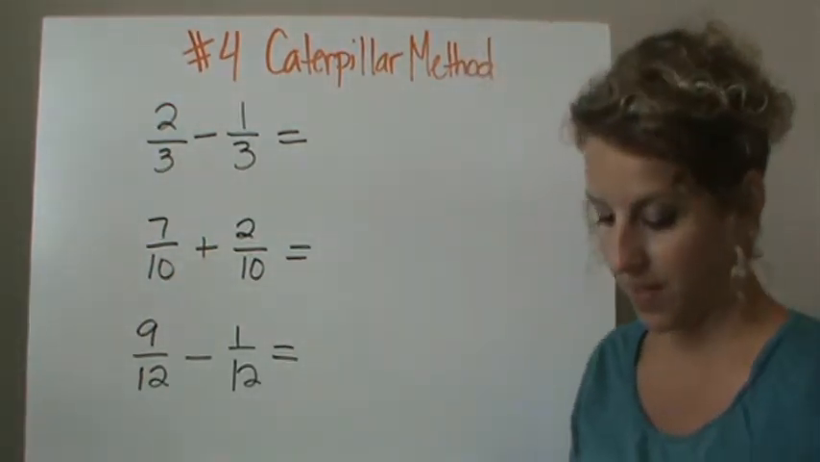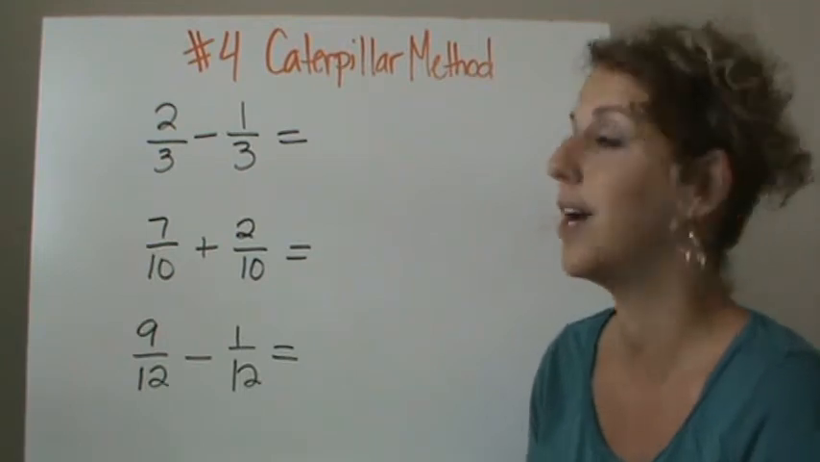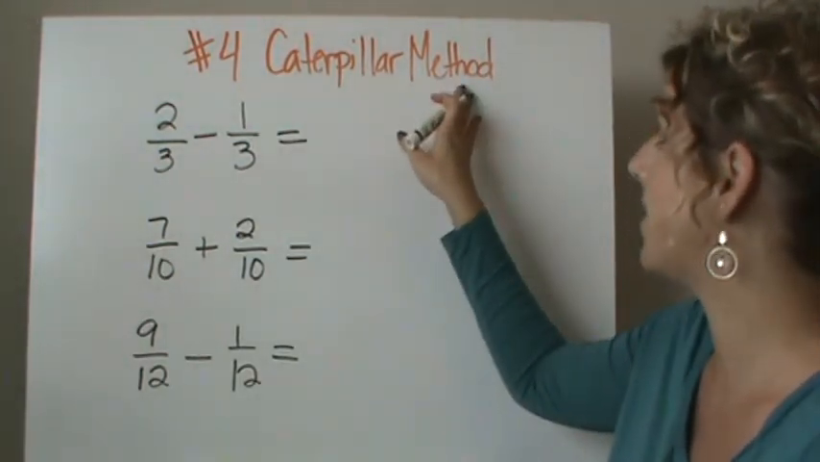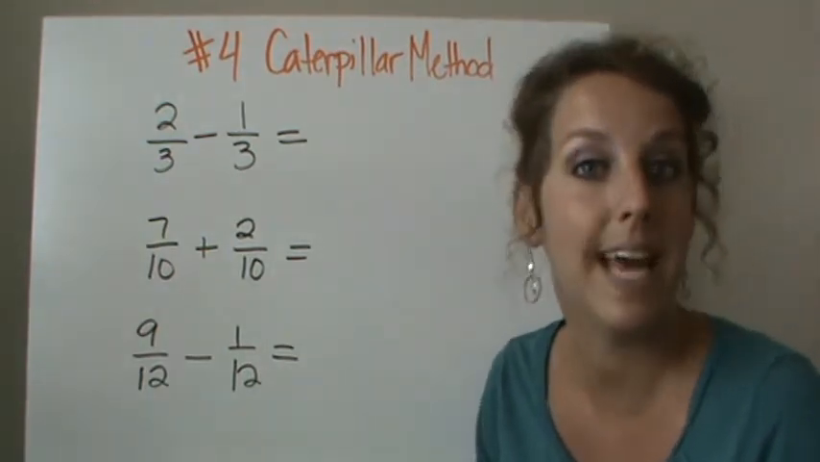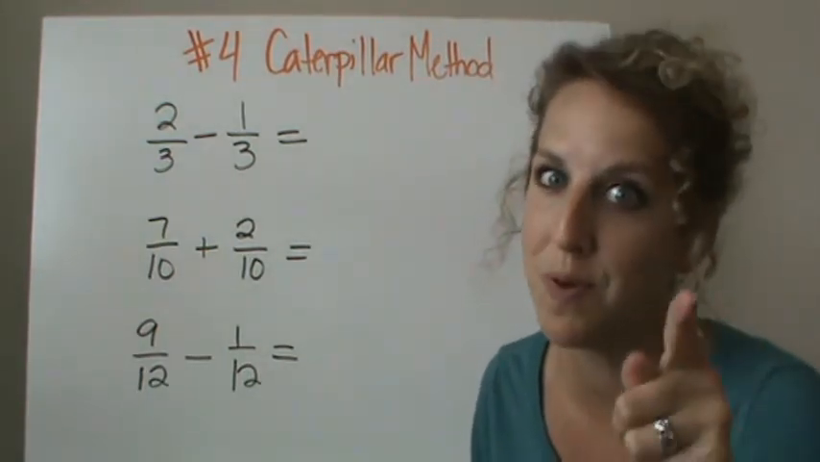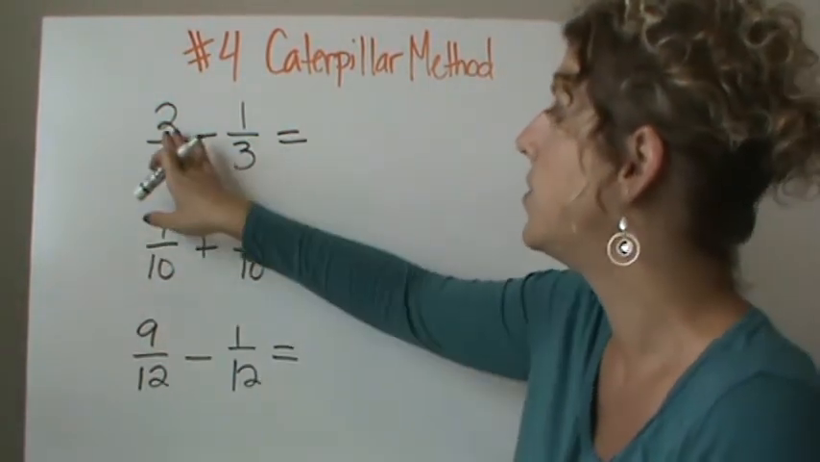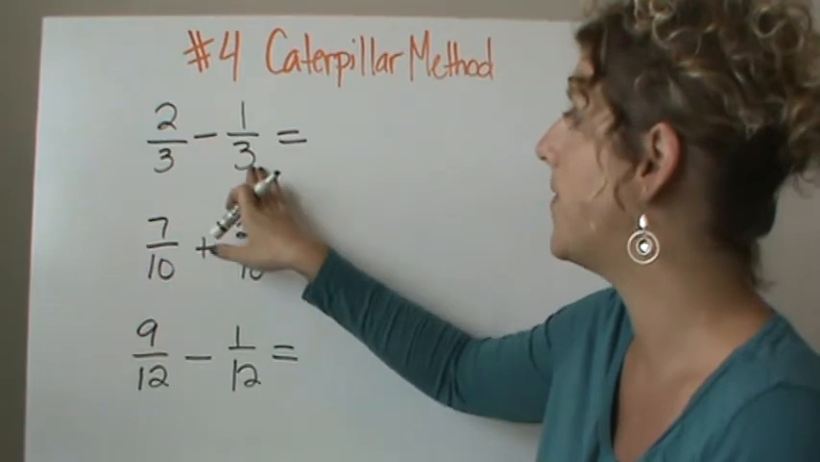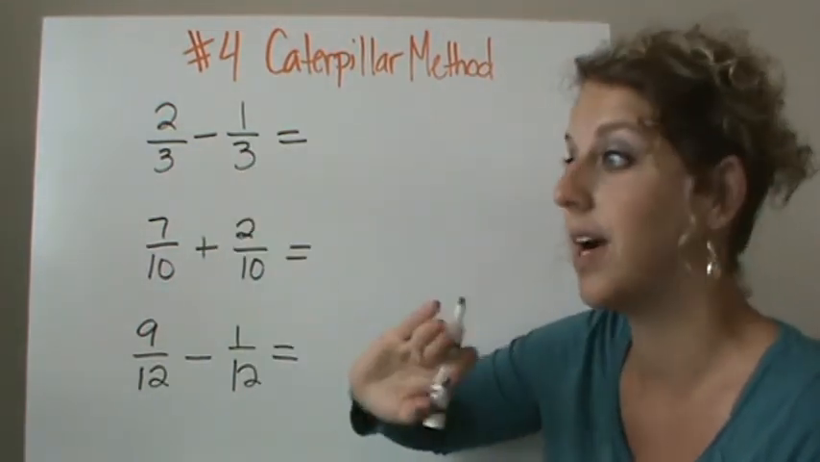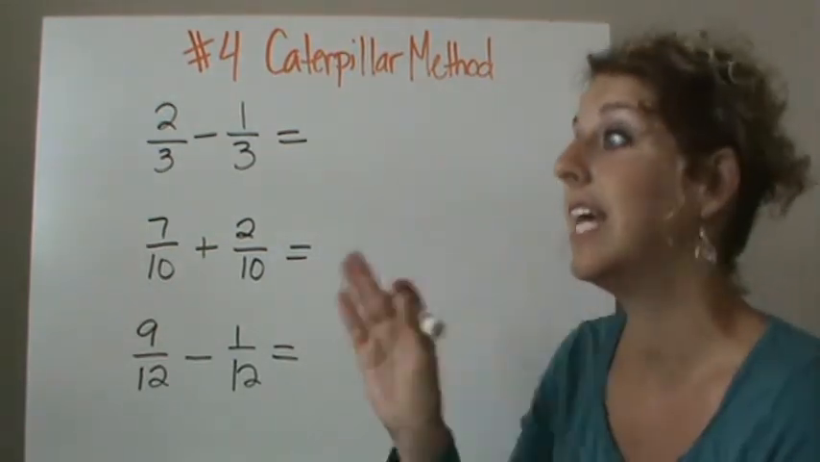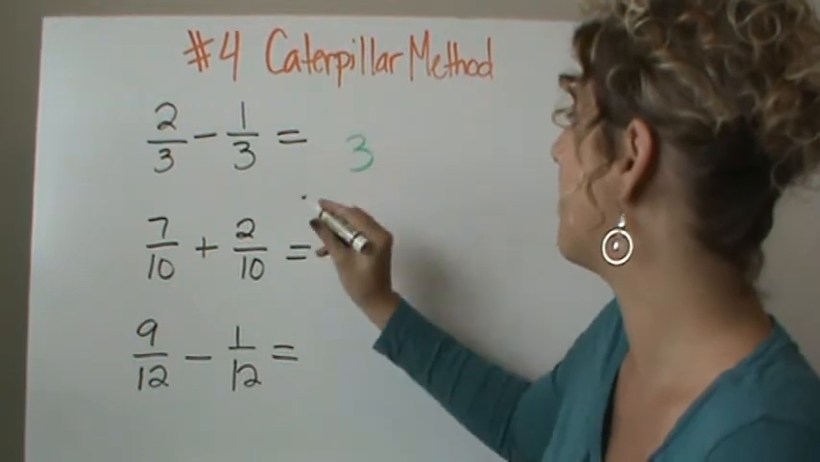The 4th method is a fun method. Just like with our butterfly method to compare, I have a caterpillar method to add and subtract. And this helps you to remember only to add the numerators. Only add the numerators. So if we have 2/3 minus 1/3, we're going to forget about those denominators and keep them the same.